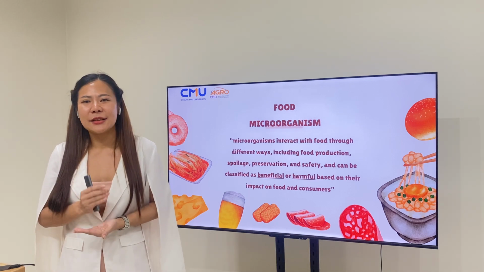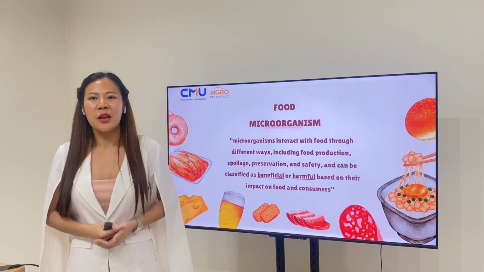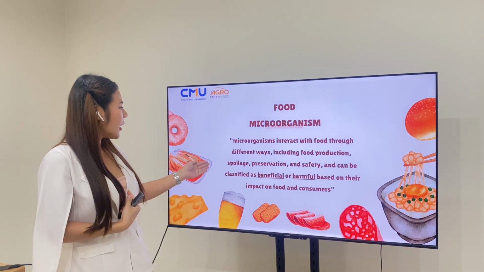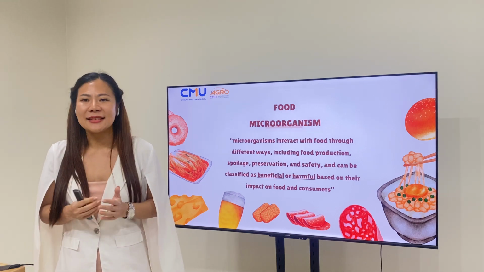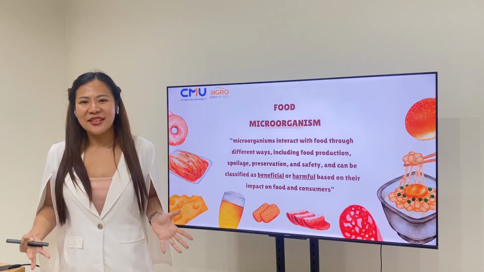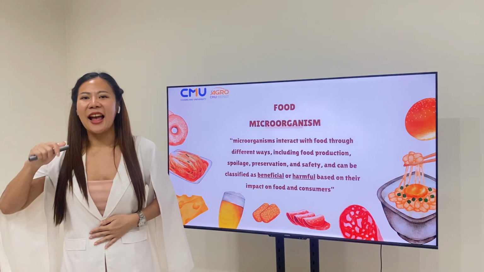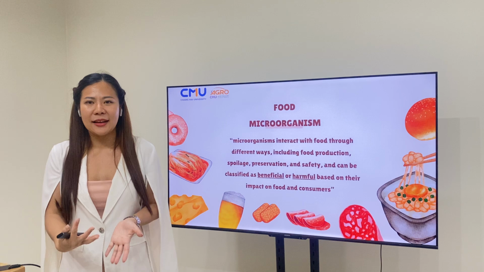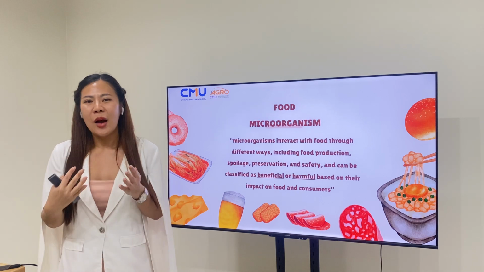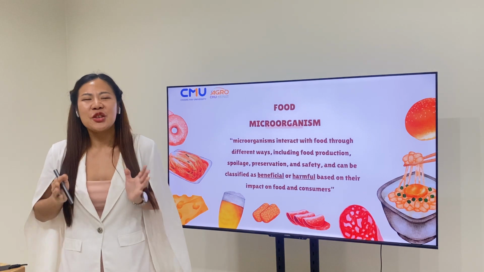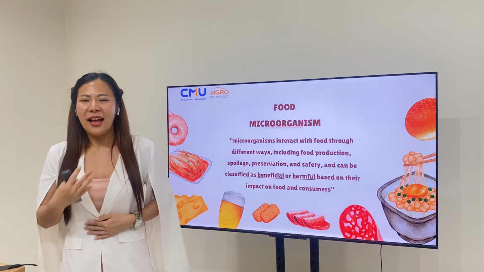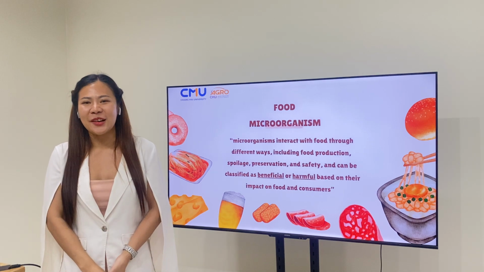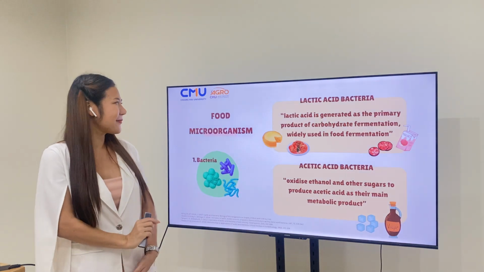We will now delve into food microorganisms, which relate to food, including food production, spoilage, preservation, and safety. It is like everything, they have advantages and disadvantages. Harmful microbes will cause food spoilage and foodborne disease, while beneficial microbes are used in food production. Today, I will mostly highlight the advantages of microorganisms.